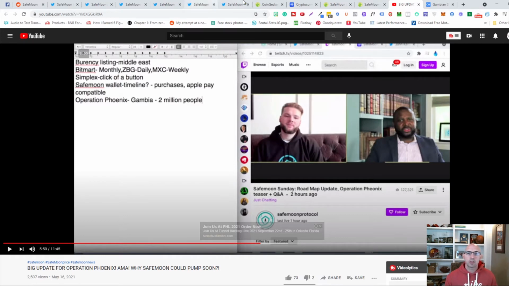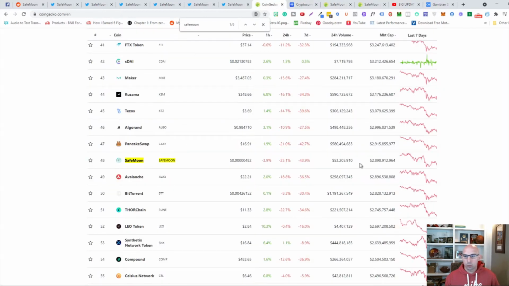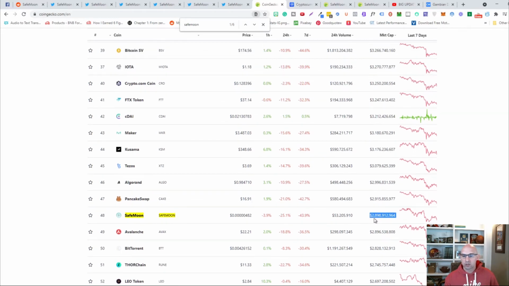Not only that, but if we just look at the sheer numbers of market cap right here, to go from 8482, they would need to be a top 20 coin. So let's see here, that's almost $3 billion.